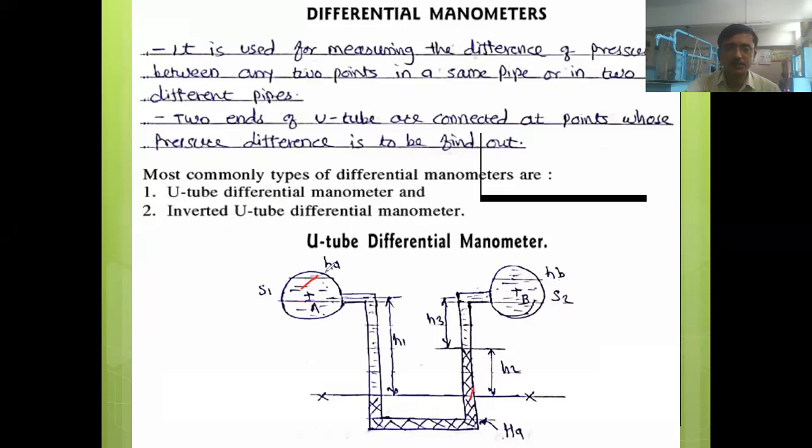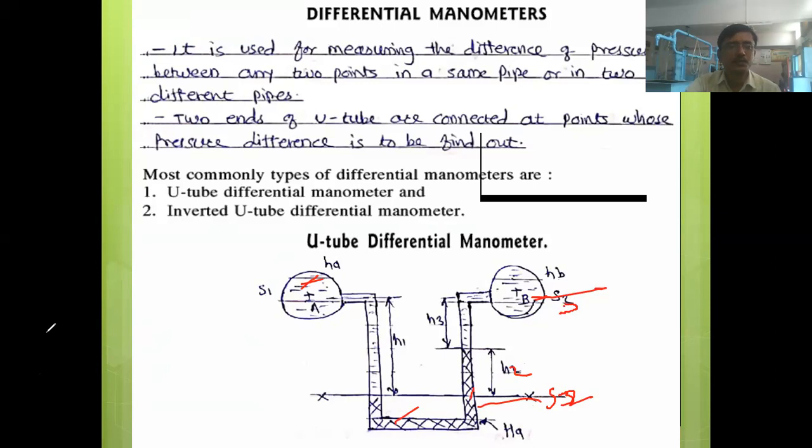S1 is the specific gravity here. S2 is the specific gravity here. S3 is the specific gravity here. No, yes, there is some mistake here. H3 is here, so S3 should be here, and if it is H2, it is S2. So now here we applied the same fundamental concept and logic that we have used for all types of manometers.